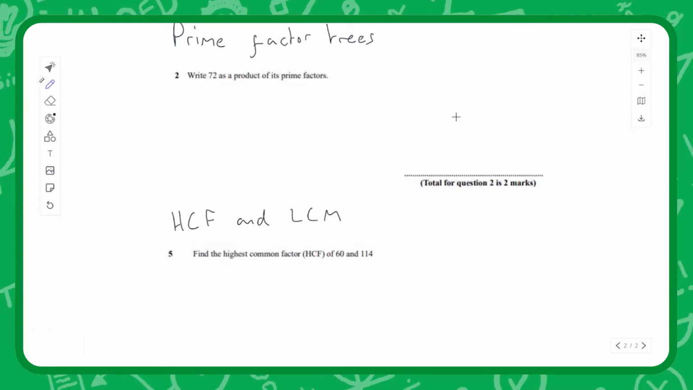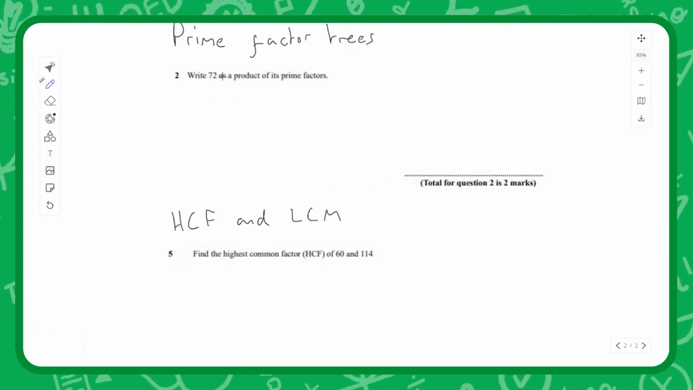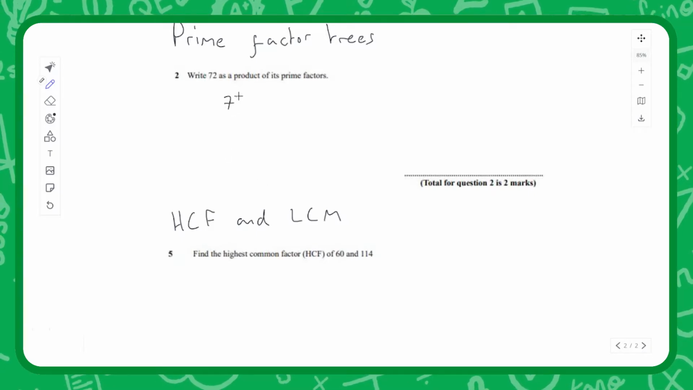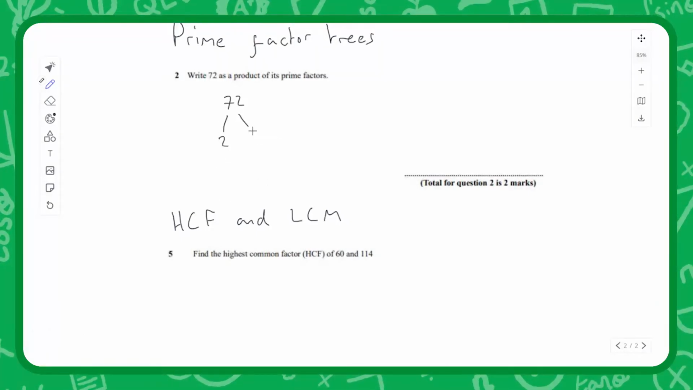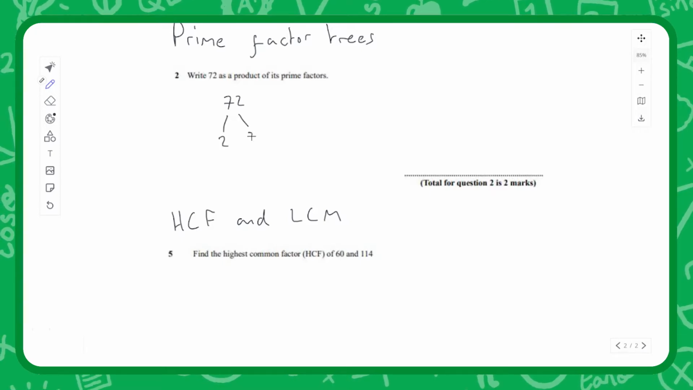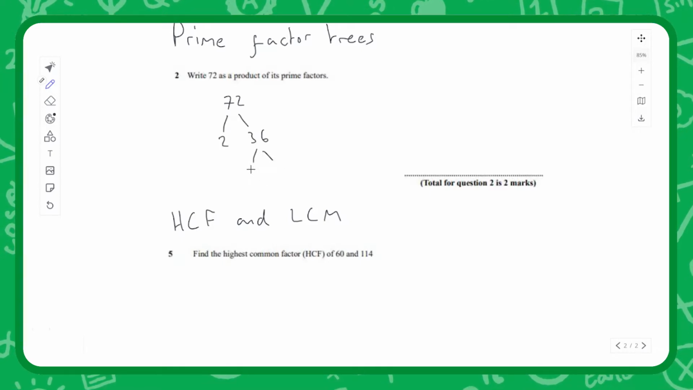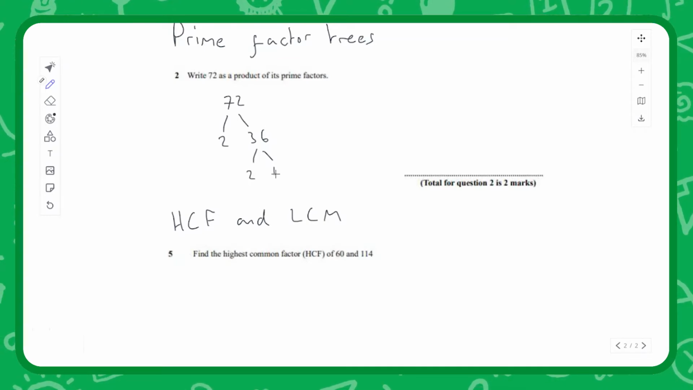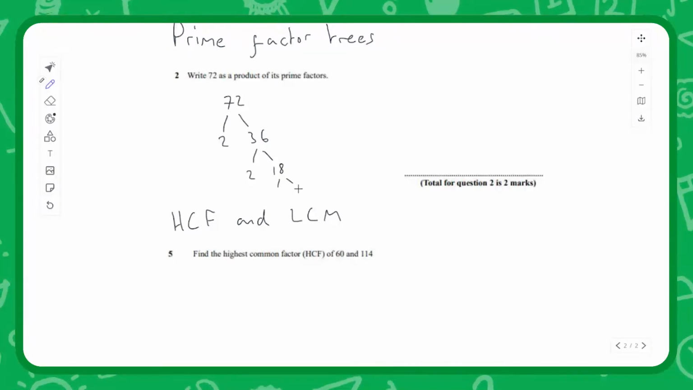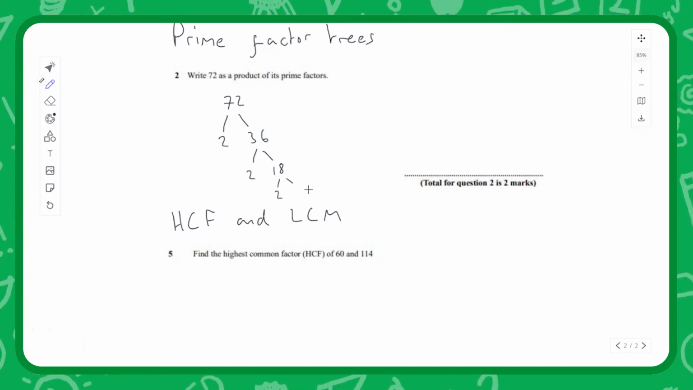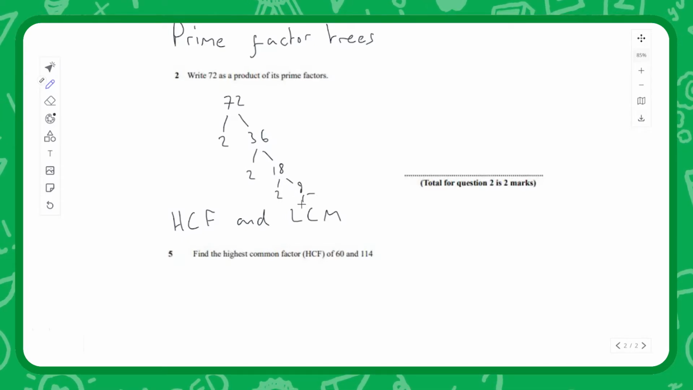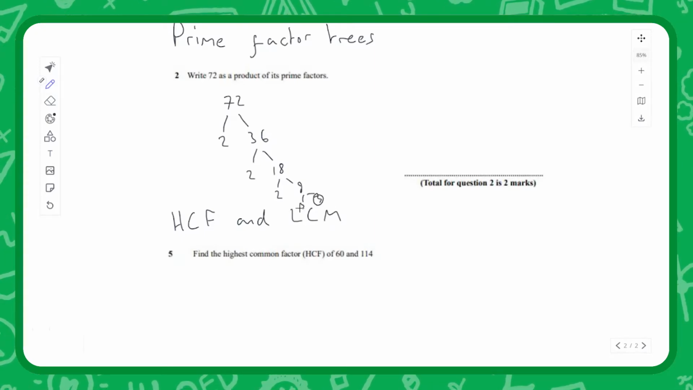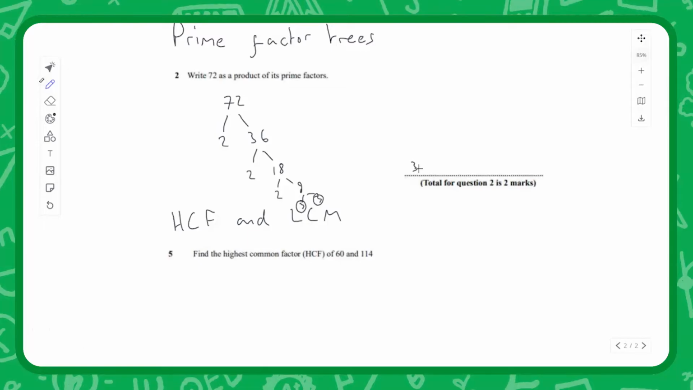So 9 is going to be my square number. Prime factor trees. So we'll do another quick example. This time we'll look at 72. So we're going to prep ourselves for the questions to come. So I can split this up into, say, 2 and 36, which in turn goes to 2 and 18, which in turn goes to 2 and 9, which in turn goes to 3 and 3.